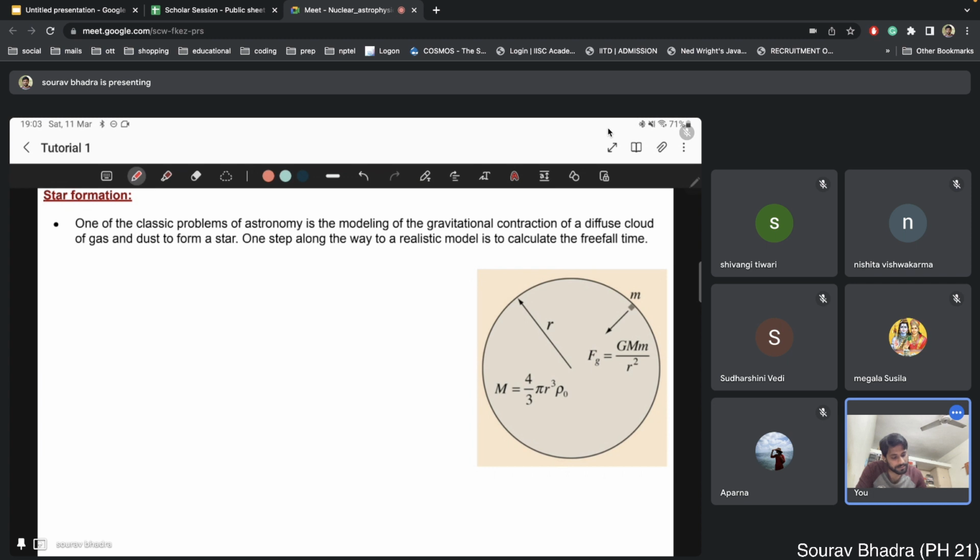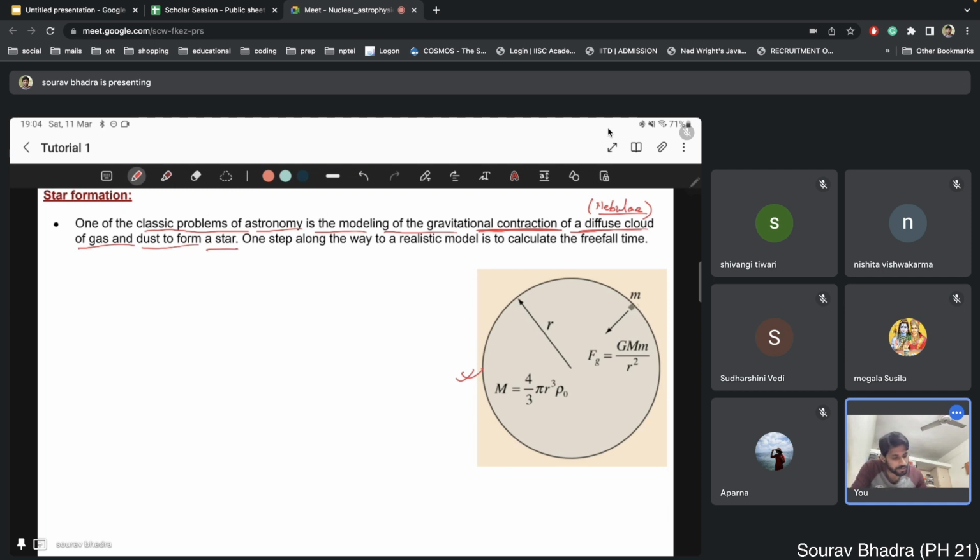This image is actually the simplest representation of the nebula, that big sphere which is a collection of gas, and star formation will happen inside that nebula. Here I have written, one of the classic problems of astronomy is the modeling of gravitational contraction. This is the main reason for the formation of stars from a nebula, a diffuse cloud, nebulae in plural, of gas and dust. So we will try to find out how it happened.